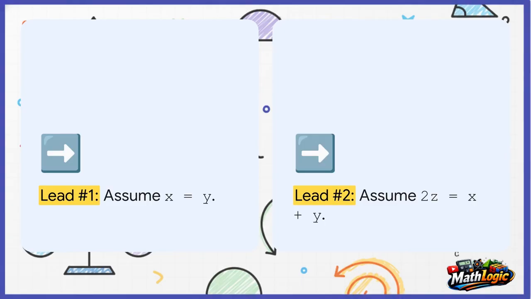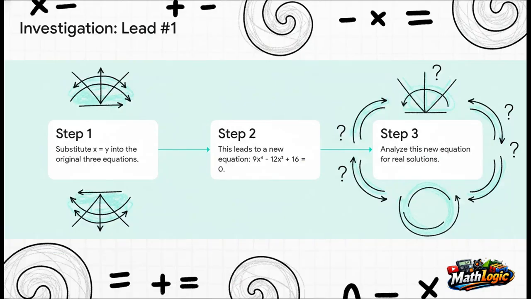All right, let's get organized. We'll start with lead number 1. We're going to assume x is equal to y and see where that takes us. Once we're done there, we'll circle back and check out lead number 2. Okay, time to investigate lead #1. We take our assumption that x equals y, and we plug it back into our original evidence. Everywhere we see a y, we just replace it with an x. After a bit of cleanup, the whole system collapses down into this one new equation. It looks a little intimidating, I'll admit, but the real question is, can we actually solve it?